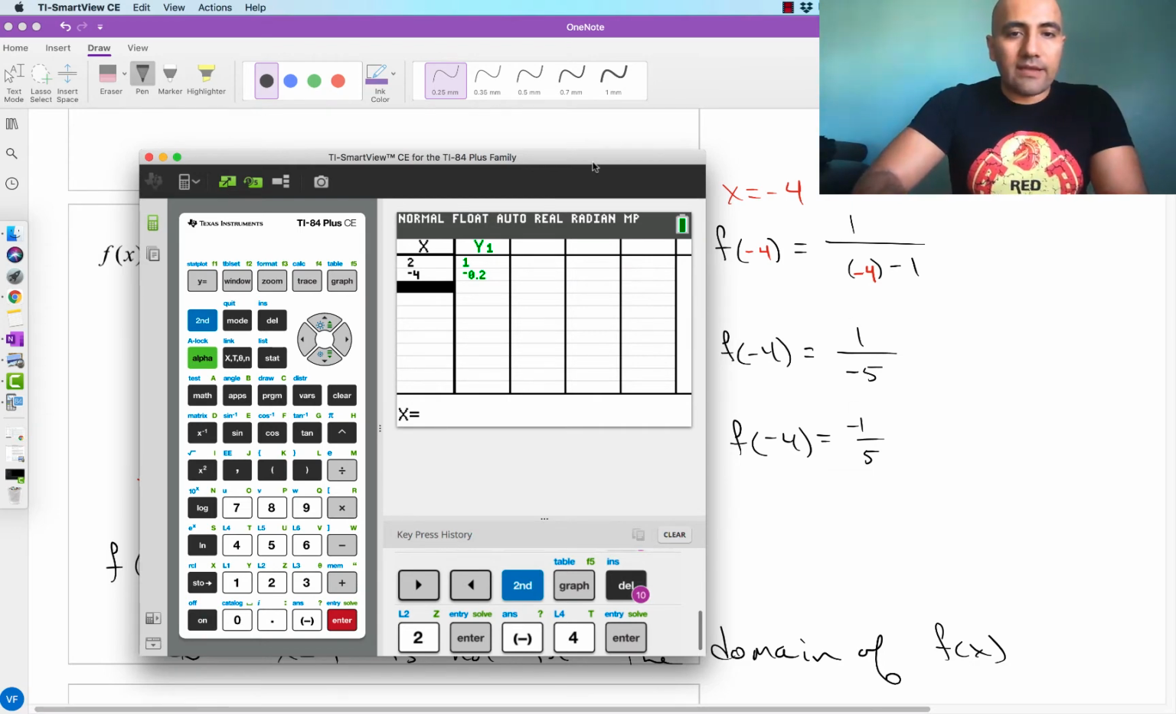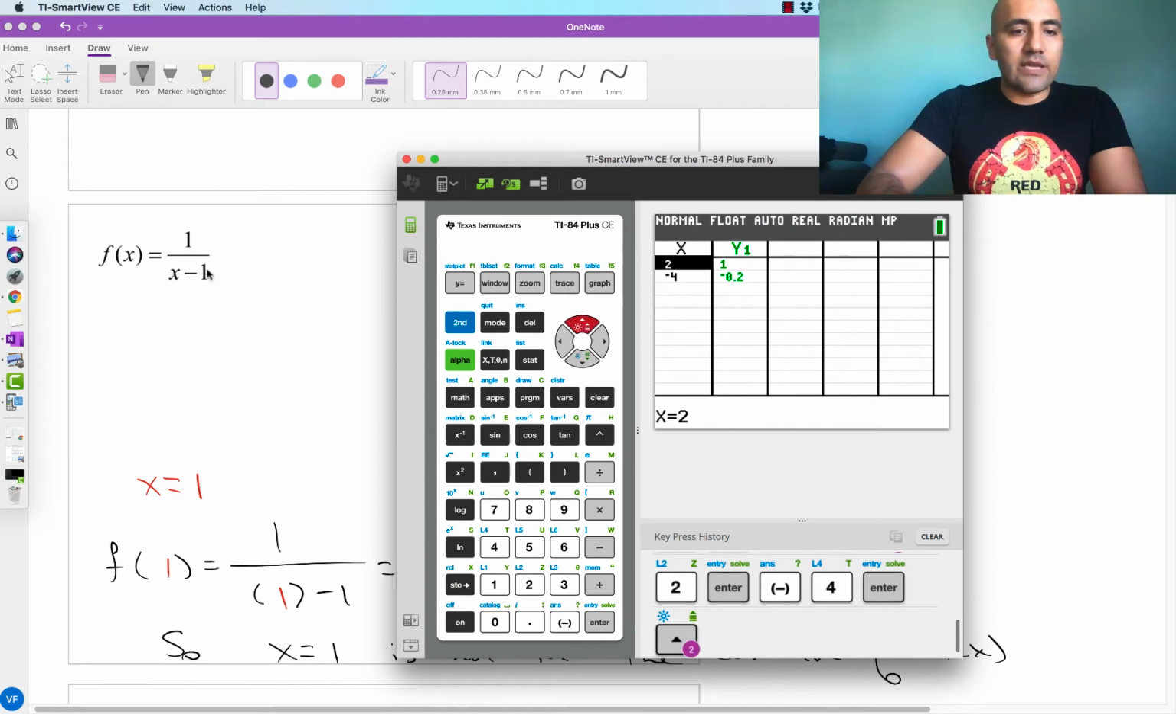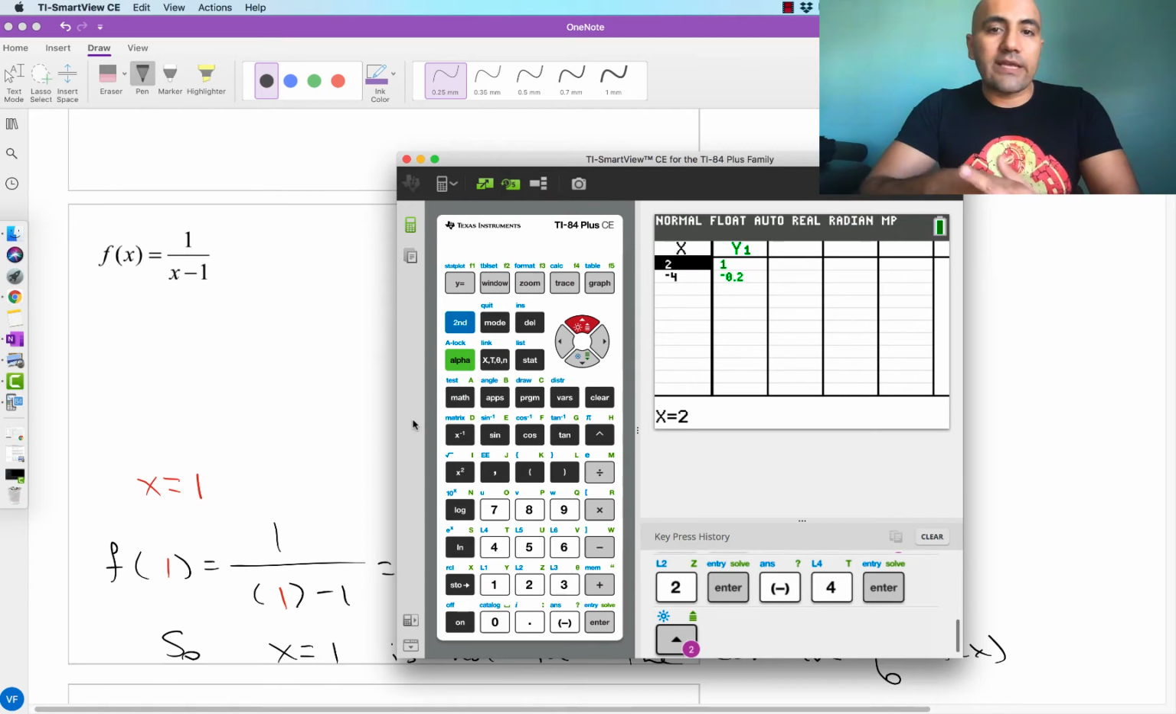Okay, so back to our attempt to figure out what happens as we get close to 1, right? We can't plug in a 1. If we evaluate it at 1, we're going to get an undefined, but we can get close to it. So let's start with 4.